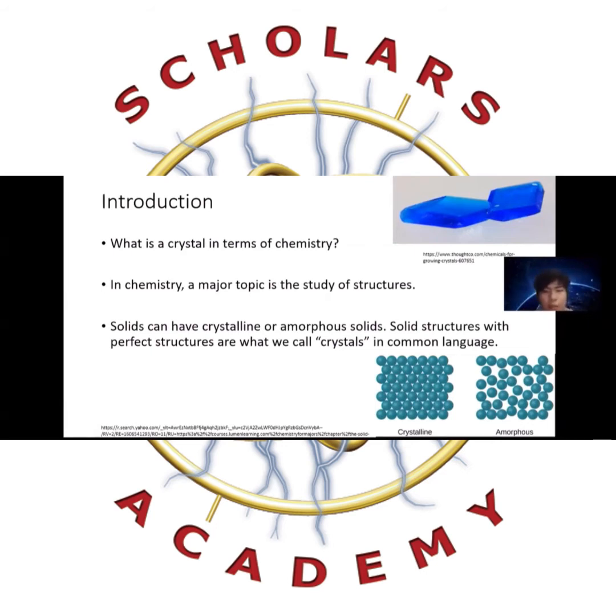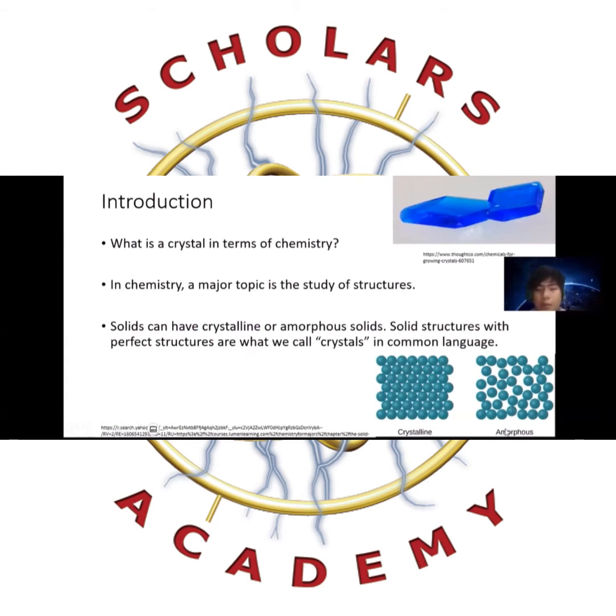And solids that have a crystalline structure, as you can see, have a more uniform structure. So it's just a repeating pattern of atoms, and that's what gives them that unique, uniform, crystal-looking structure that we normally associate with crystals, and that's how crystals get their name.